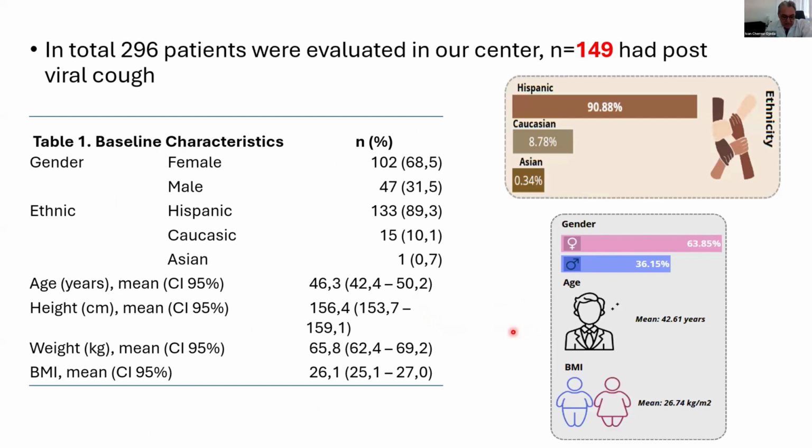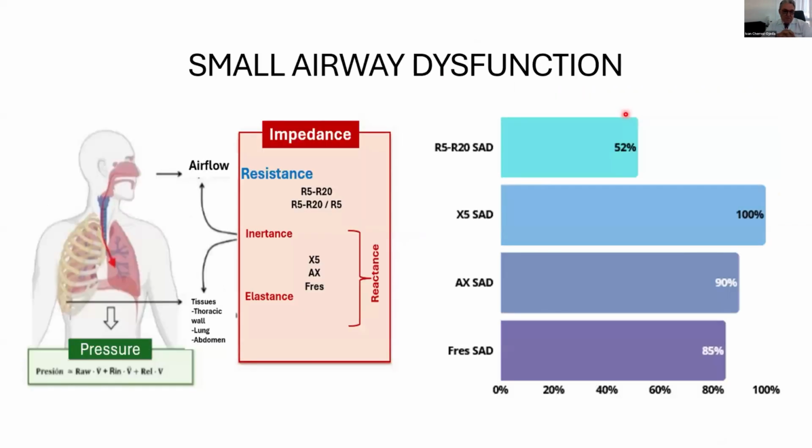A total of 296 patients were evaluated in our center, and 149 had post-viral cough. Almost 64% of the patients were female, the mean age being 42 years, the mean BMI almost 27, and most of our patients were Hispanic. Please look into these results.